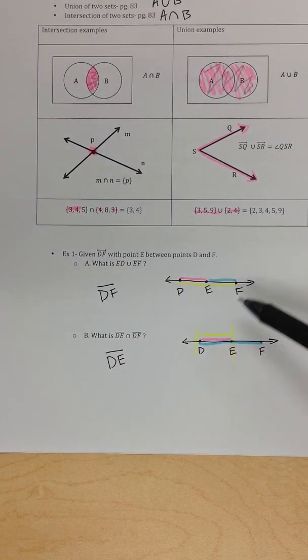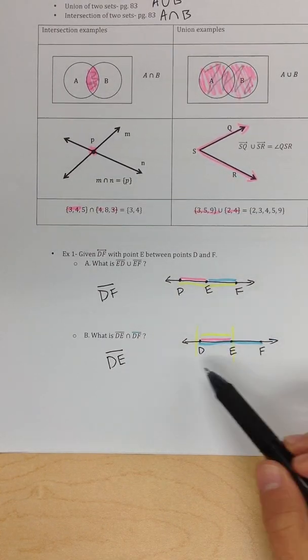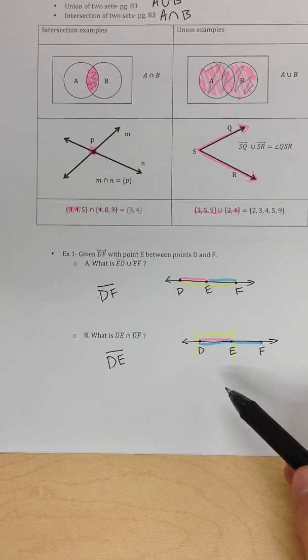So that's different from the last one because with union, they want everything. With intersection, they just want where they cross.